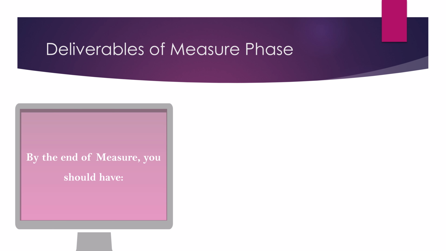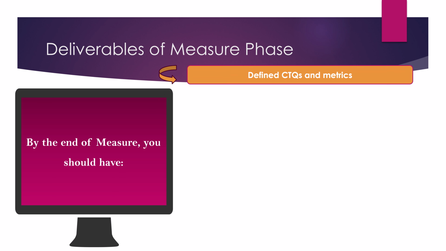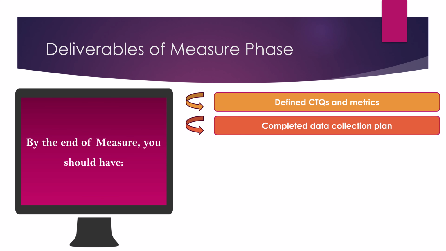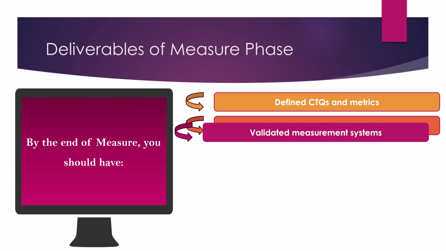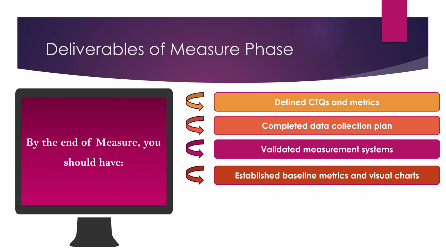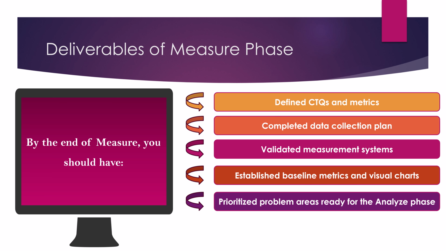By the end of the measure phase, you should have a few critical deliverables in place. First, a clear list of CTQs and their operational definitions, so everyone knows exactly what's being measured. Second, a completed data collection plan that outlines who collects what, when, and how. Third, validated measurement systems, confirming your data is accurate and consistent. Fourth, a documented baseline with metrics, charts, and process performance details. And finally, an initial list of prioritized problem areas to explore in analyze.